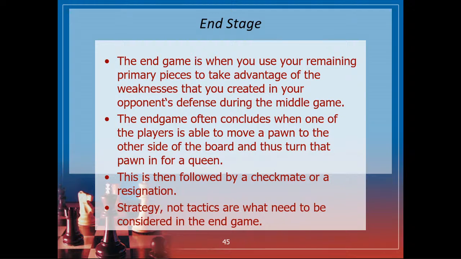End stage, the end game, is when you use your remaining primary pieces to take advantage of the weaknesses that you created in your opponent's defense during the middle game. The end game often concludes when one of the players is able to move a pawn to the other side of the board, thus turning that pawn in for a queen. This is then followed by a checkmate or a resignation. Strategy, not tactics, are what need to be considered in the end game.